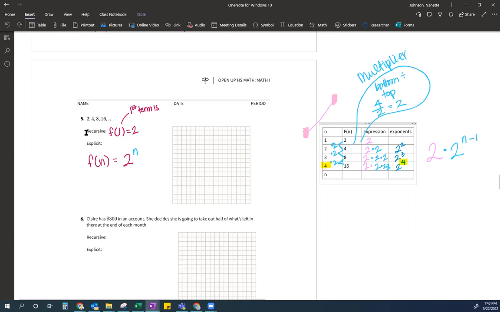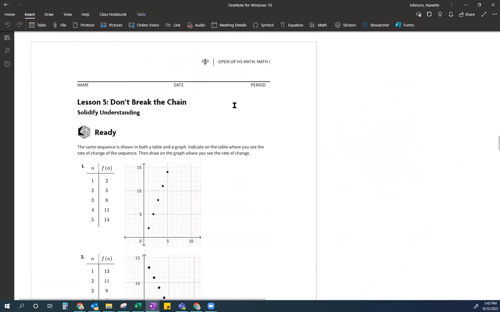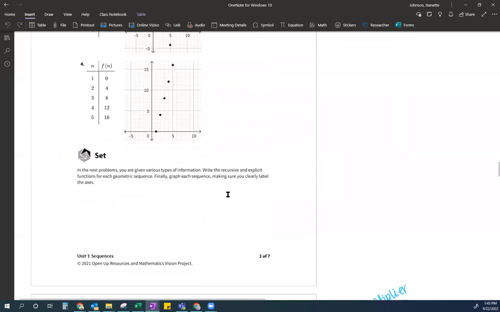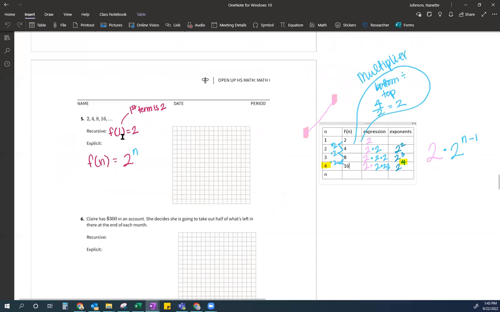Very good. Okay, and then I would have to write my rule. So my rule is, okay, now go back up here. My rule just says next equals previous times 3. Wait, where'd you get the 3 again? Oh, yeah. Wait, next equals? Can you give me it in words really quick? Can you give me the rule for recursive in words?